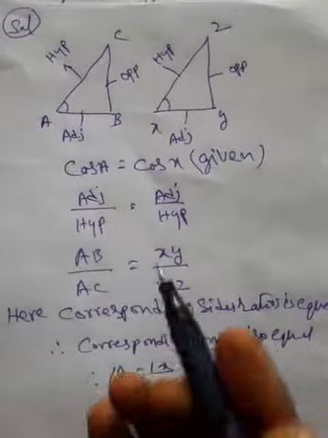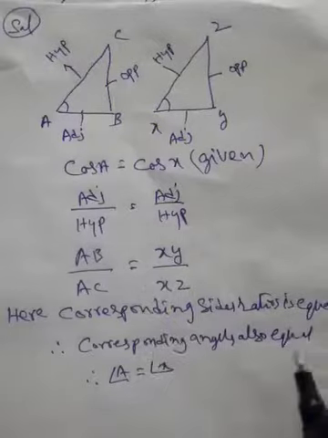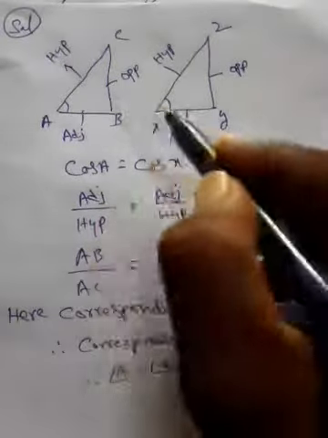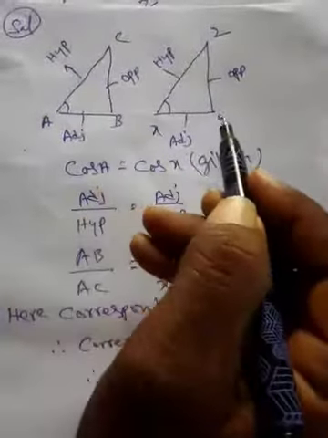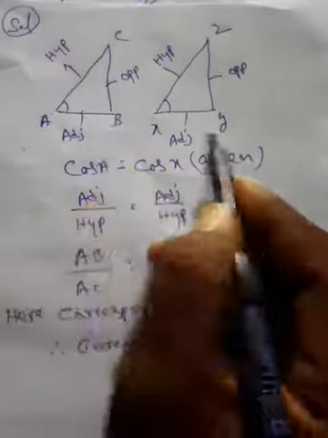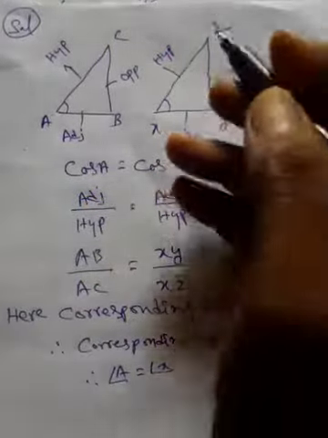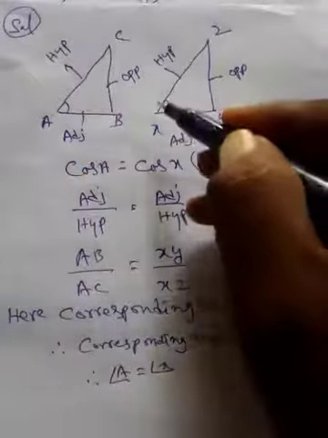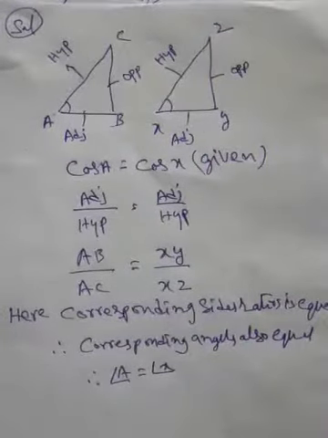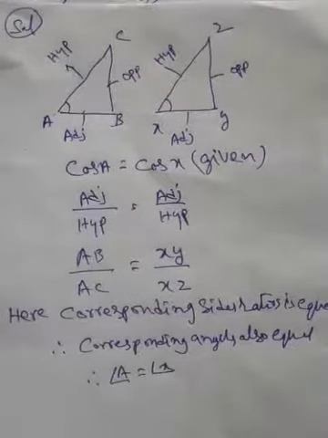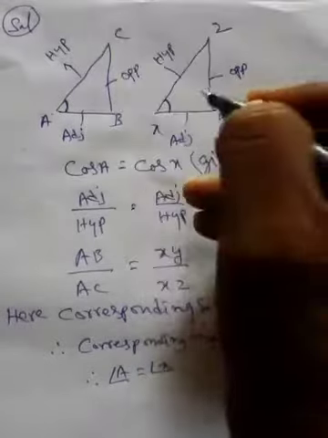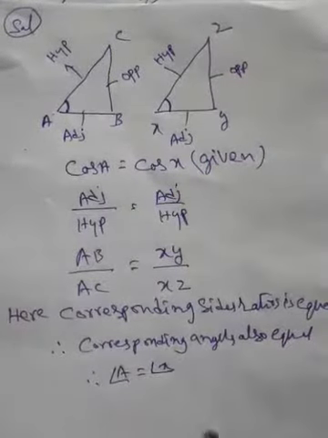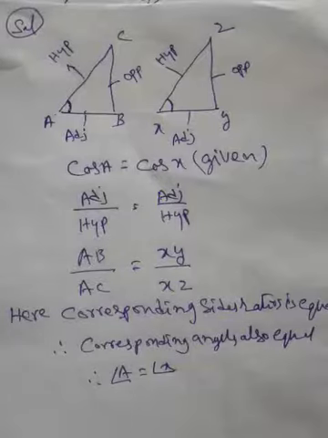In this triangle, what are the corresponding sides? AB equal to XY. These are the corresponding sides. AB equal to XY, so AC equal to XZ. Therefore, corresponding angles are equal. Corresponding angles are angle A in this problem and angle X in this problem. So, this angle A is equal to angle X.